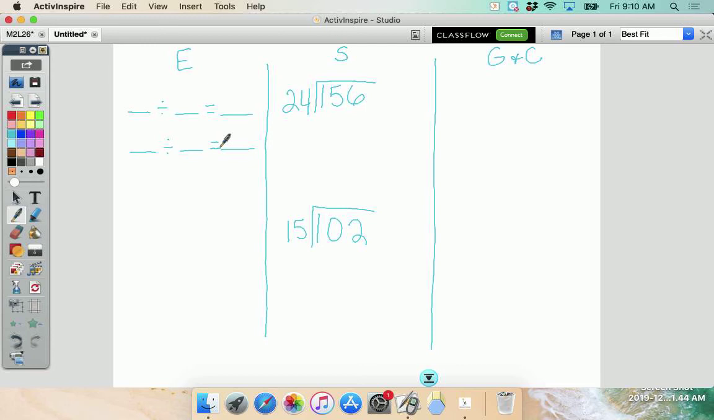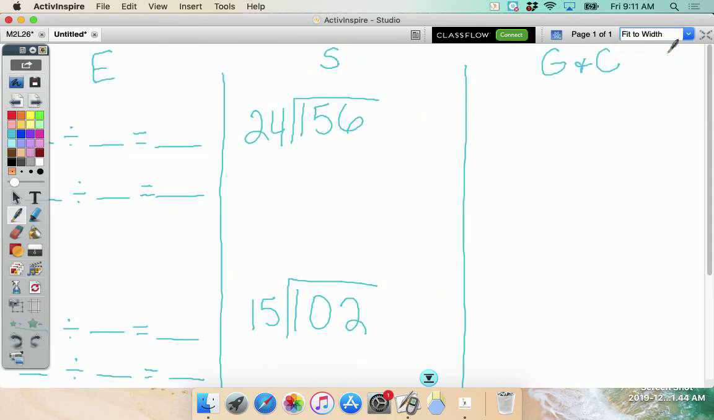Okay. So I'm going to start by, I know you're going to need 2 lines for estimating. So I'm going to go ahead and get those put on there. First thing I have to do is decide where my box goes. 156. So you can put it there if you want. Just so you'll know to write your answer above the 6. It's up to you. You don't have to put the box on this one, do you?